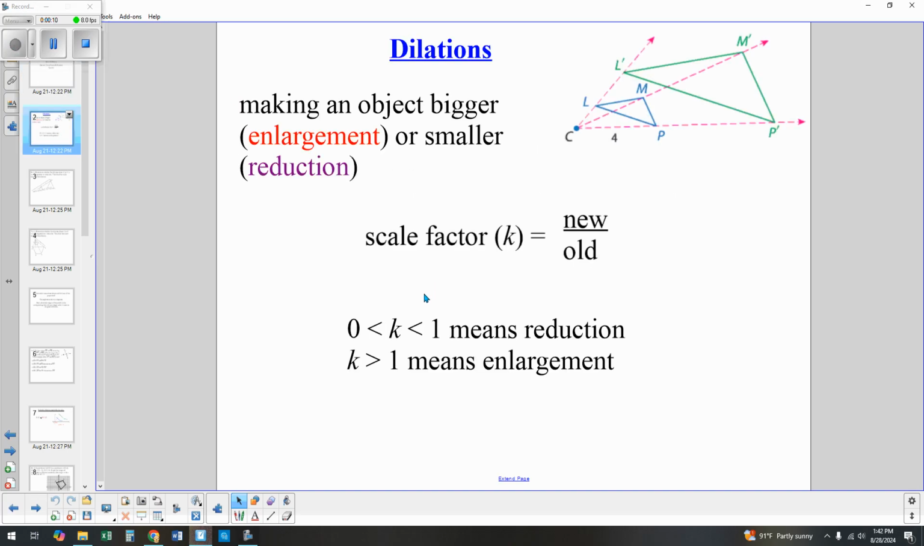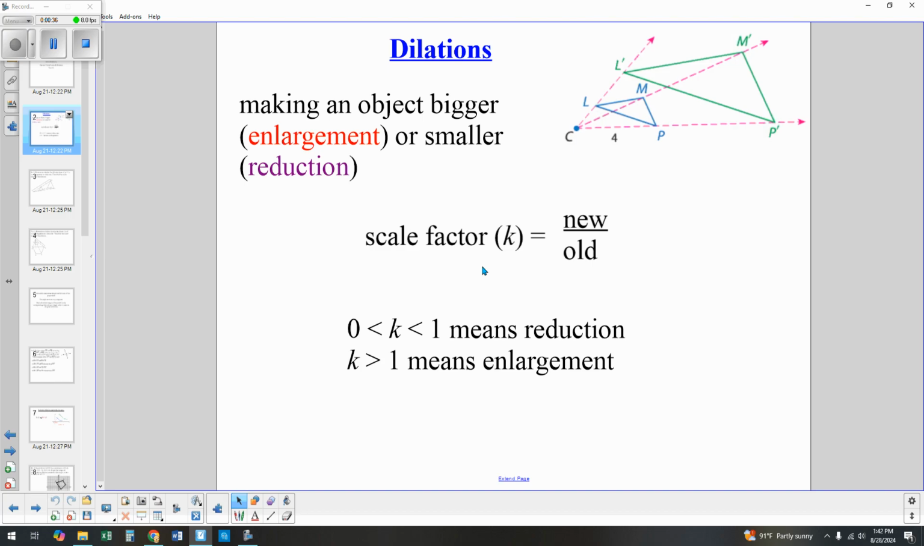So we're going to talk about dilations, and dilation is a type of transformation where you make an object bigger or smaller. When you make it bigger, we call it an enlargement, and when we make it smaller, we call it a reduction. And we'll know which one is the pre-image and which is the image based on the primes in the picture. So in this example, LMP is the pre-image because it didn't have any primes, and then L prime, M prime, P prime would be the image.